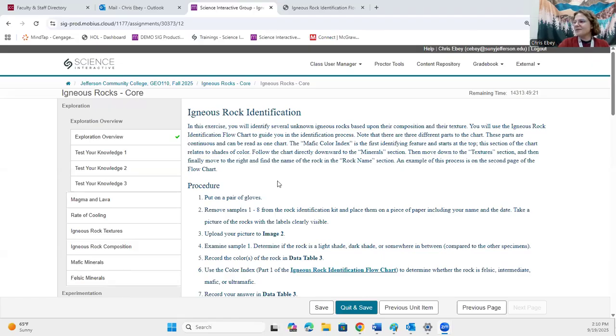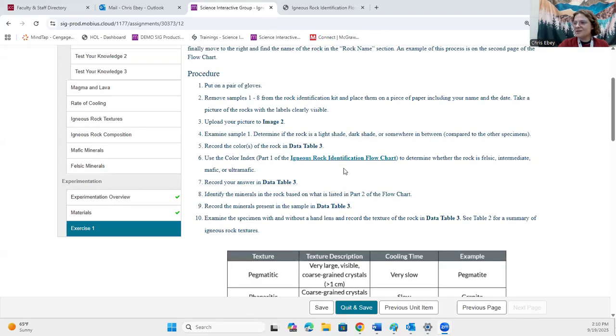Now let's go back to the identification. To actually do the identification, you're going to need this rock identification flow chart. Unlike the mineral chart, this is a very good chart to use. It's very clear and easy to use. I hope this goes a lot more smoothly than minerals did. So let's click on this.